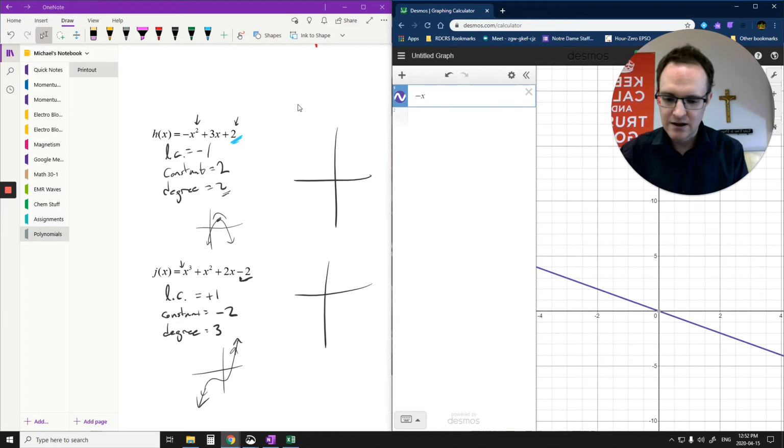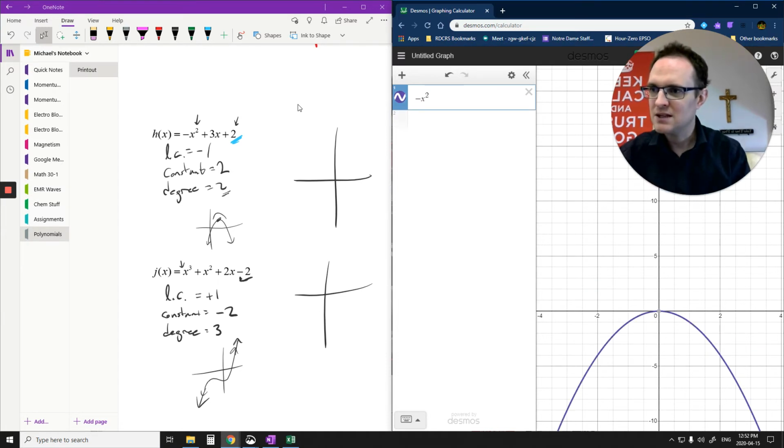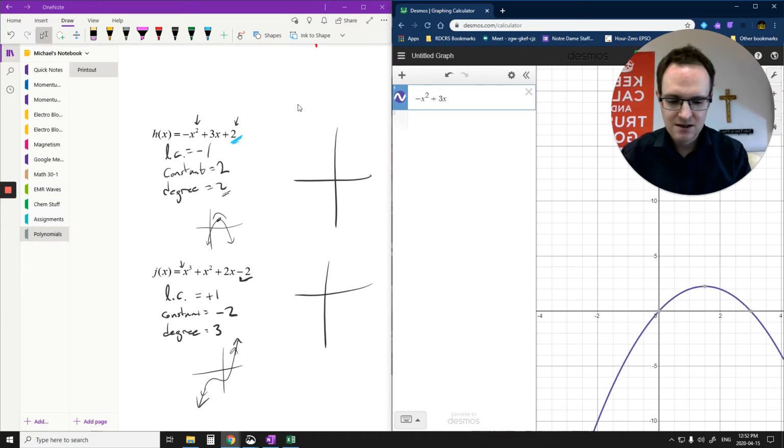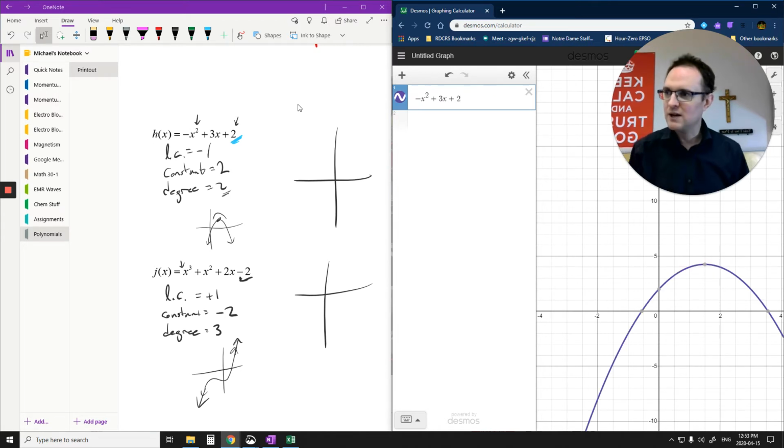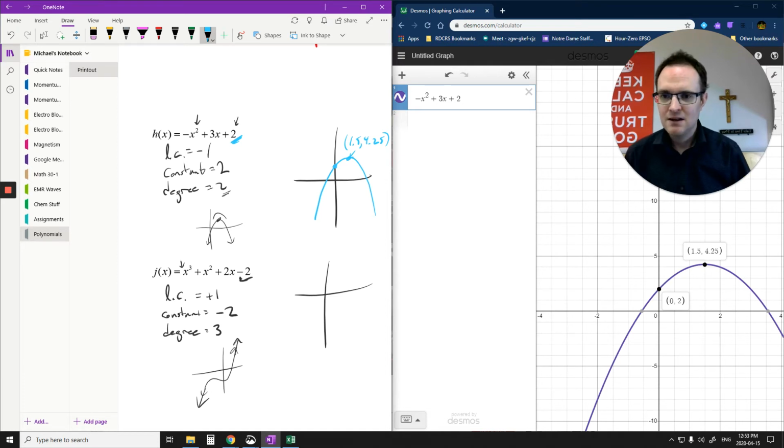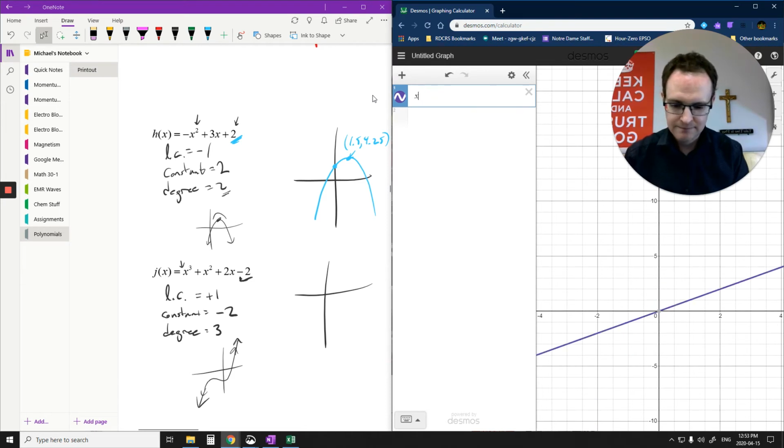So -x². Hey, look, it's opening downwards, so that's good. Plus 3x plus 2. Okay, so that's what my graph looks like there. Just going to sketch that out. So it did cross at +2, I believe. Let's look at that. Yeah, +2. I'm going to need that max value for my range. 1.5, 4.25. That's my max point right there. Okay. It looks like it's got 2 x-intercepts as well. Let's do this cubic one down here.